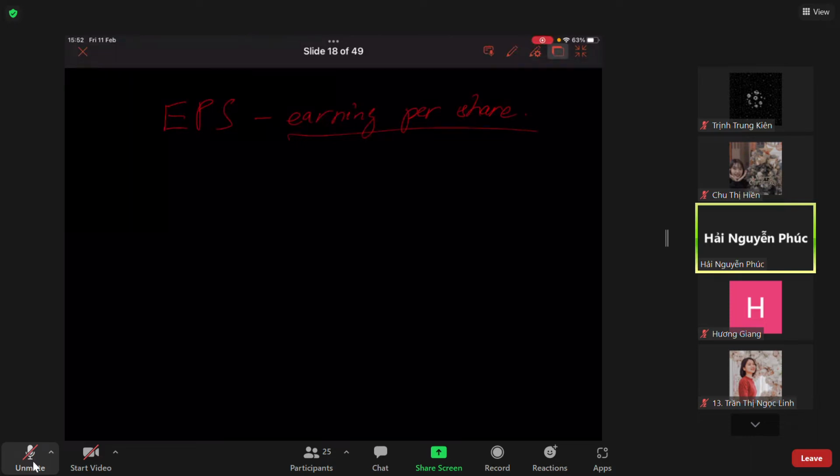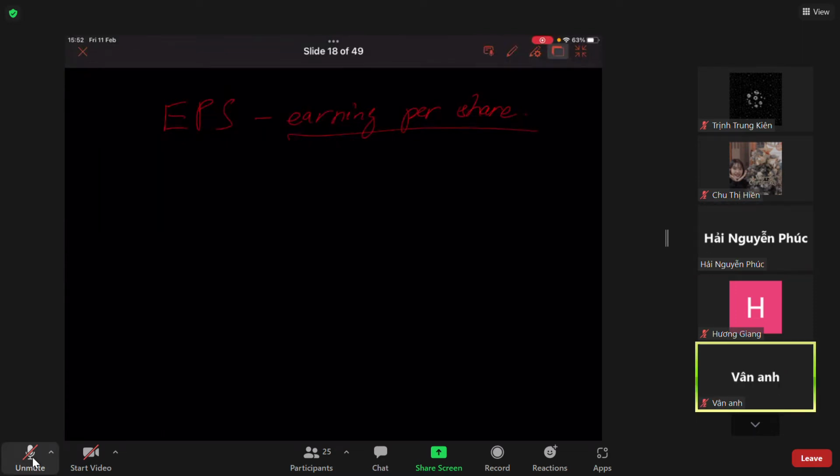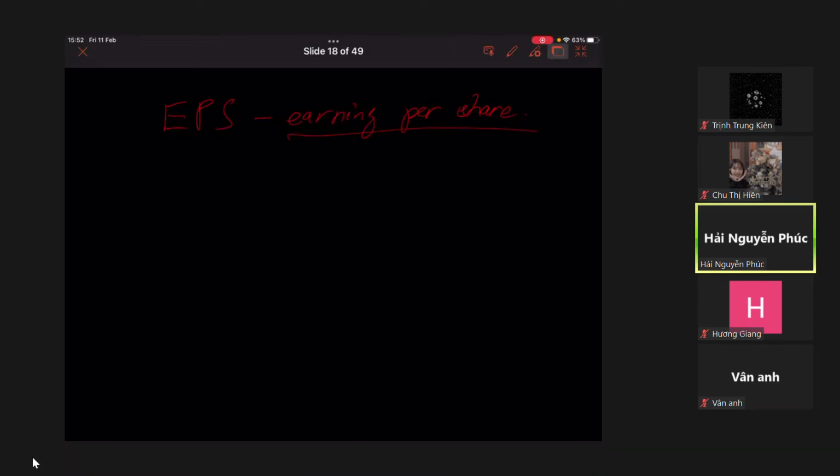My question is very simple. Yes or no, you know it or you do not know it. Someone knows it? Okay. Earning per share, what is it? The earning per share tells us about the profitability of a stock for a given period.